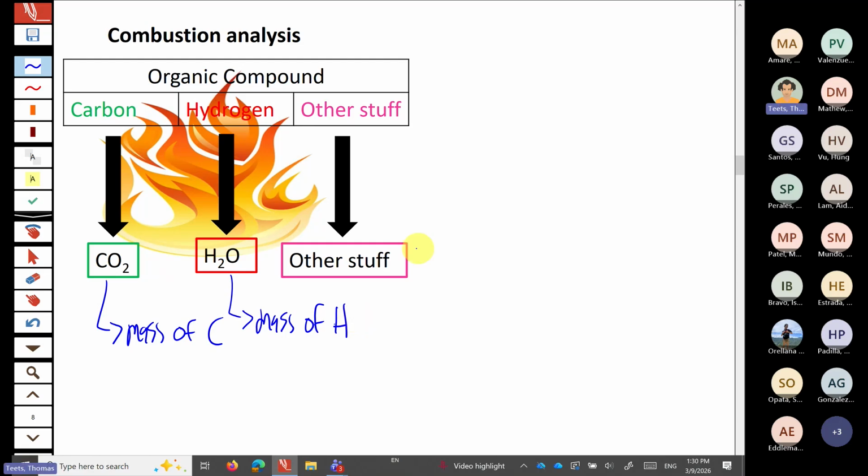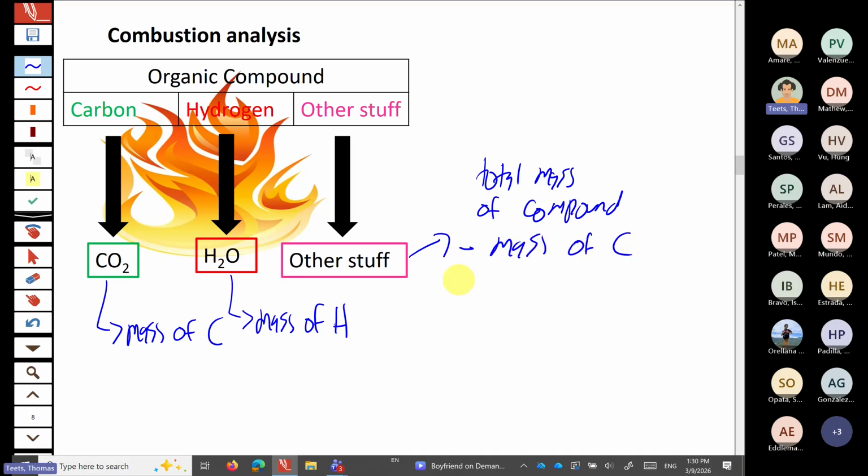And then finally, for any other stuff that's in the compound, whether it's oxygen or other elements, you can really only do it for one other element precisely. You have to do that by difference. So you know the total mass of compound that you started with, and you subtract the mass of carbon, and you subtract the mass of hydrogen to get the mass of everything else that's in there. So again, it only works if there's only one other element where you can precisely find that with just this technique alone.